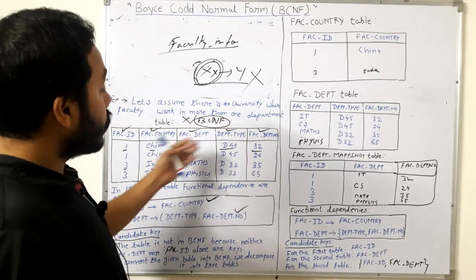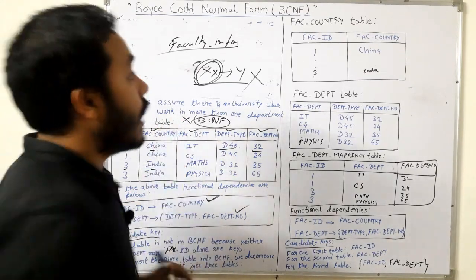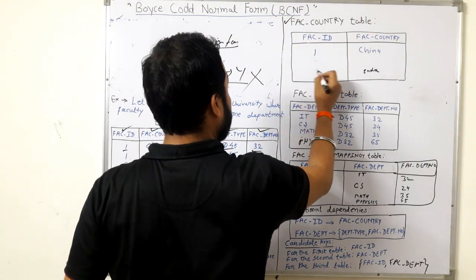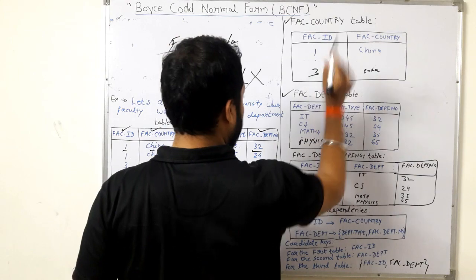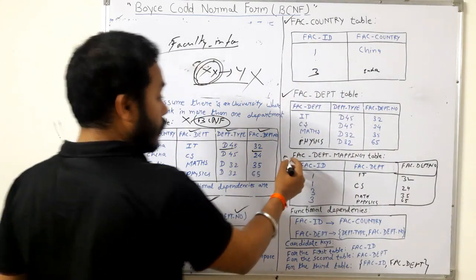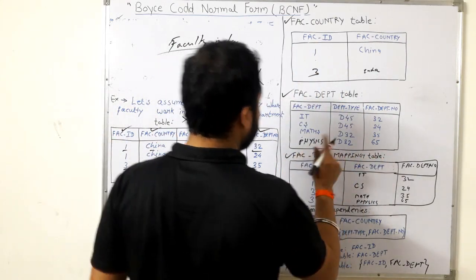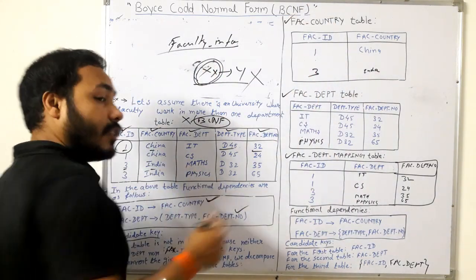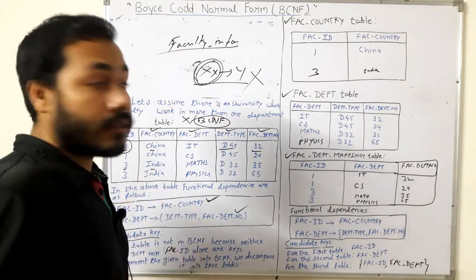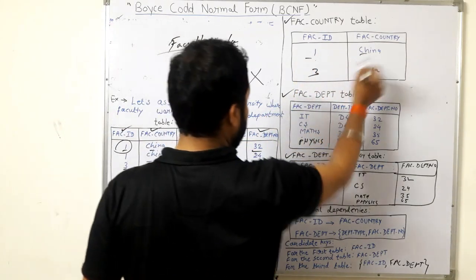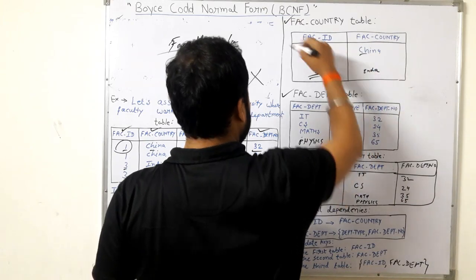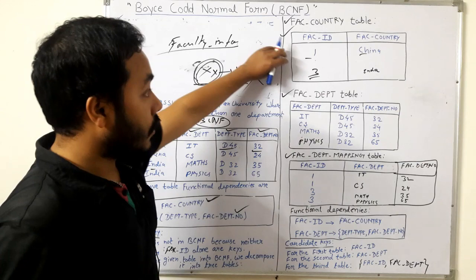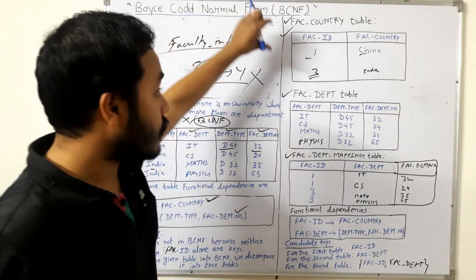In this case we are going to break the table into 3 parts: the faculty country table, another is the faculty department table, and another is the faculty department mapping table. In the first case, as you have seen, one faculty may belong to one country, that is obvious. So faculty ID 1 belongs to China, then 3 belongs to India. So this table is clear to you, and faculty ID is the key here. Super key is the faculty ID for this table.